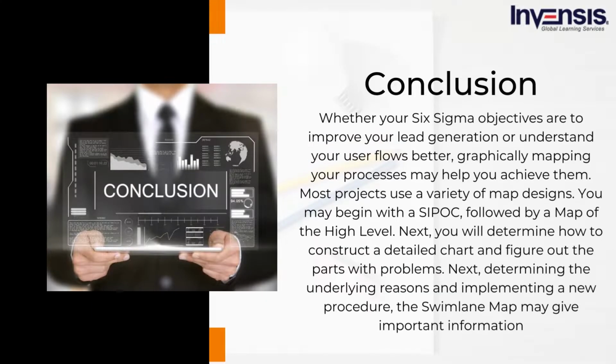I would like to conclude this session by saying, whether your Six Sigma objectives are to improve your lead generation or understand your user flows better, graphically mapping your processes may help you achieve them. Most projects use a variety of map designs. You may begin with a SIPOC, followed by a map of the high level. After doing an analysis, you will determine how to construct a detailed chart and figure out the parts with problems. After determining the underlying reasons and implementing a new procedure, the swim lane map may give important information. Use these suggestions and process map templates to decrease errors and assure that every process delivers excellent results.